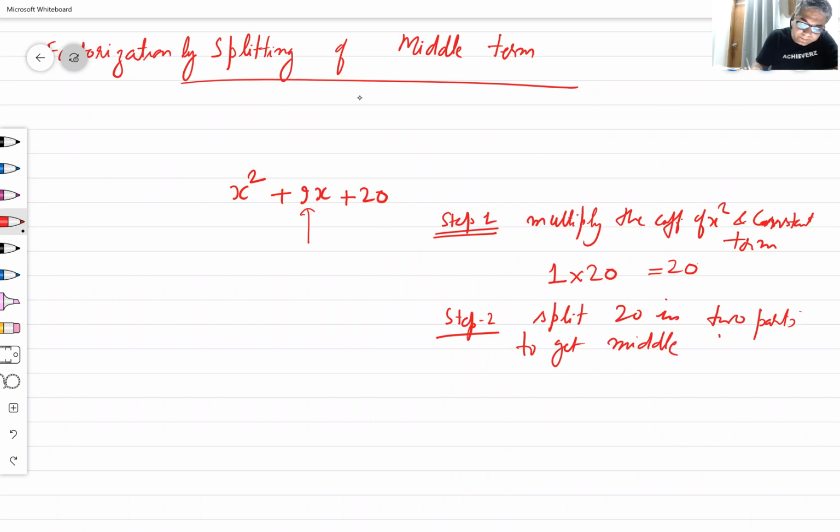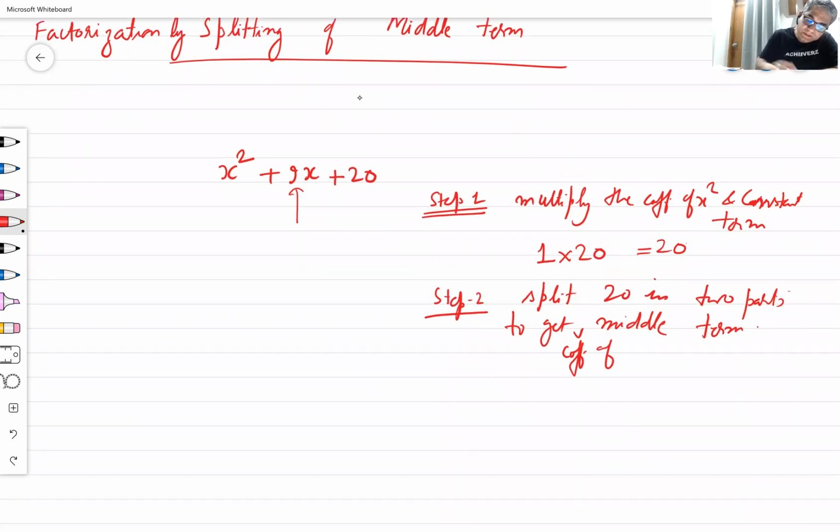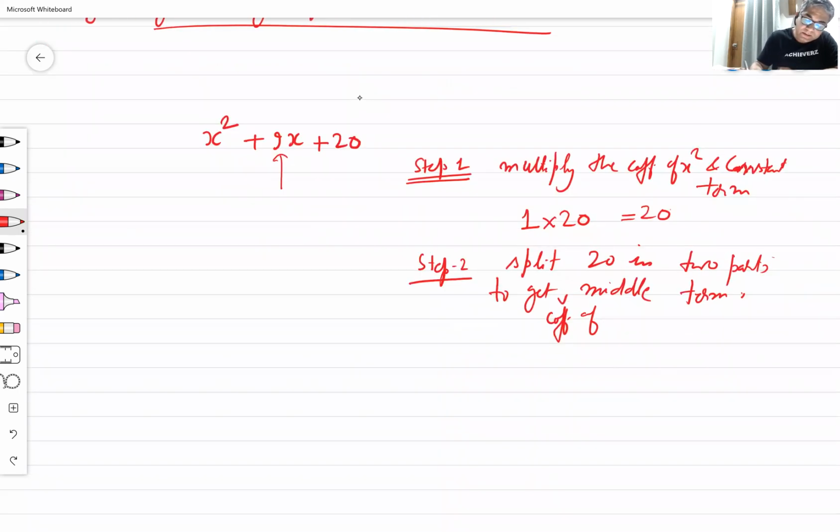Okay, and middle term is 9. To get the coefficient, I should exactly write: coefficient of middle term, and that is 9. So how can I break this 20? 4 fives are 20, and 4 plus 5 will give you 9.